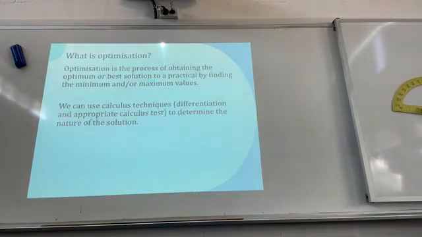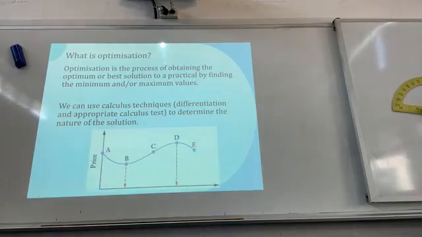All right. Let's start thinking about optimization. It is a process of obtaining the optimum or best solution to a practical problem by finding the minimum and/or maximum values. So we can use calculus techniques, differentiation, and appropriate calculus tests. So I said appropriate calculus test. You may need to use the sign test, but generally, in this case, you can use your second derivative test now to determine the nature of the solution. All right? Think about what is happening here.